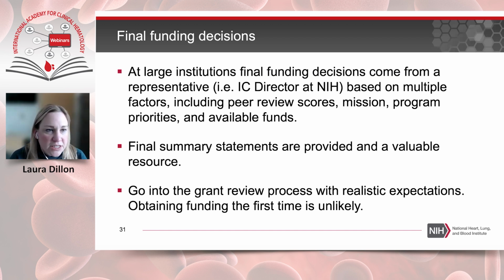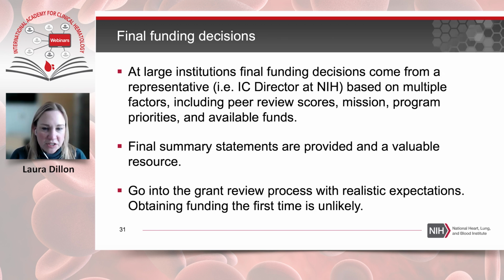For the final funding decisions at large institutions, these final decisions often come from a representative of the organization. For example, at NIH it has come from the IC director or something like that. And it's based on multiple factors. So this can include the peer review score, which we just discussed, but there are also many other things, like does it meet the mission or program priorities, or even available funds. So you could have a really great peer review score, but if it doesn't align with the other needs or available funds within the organization, you might not get funded for one of those reasons.